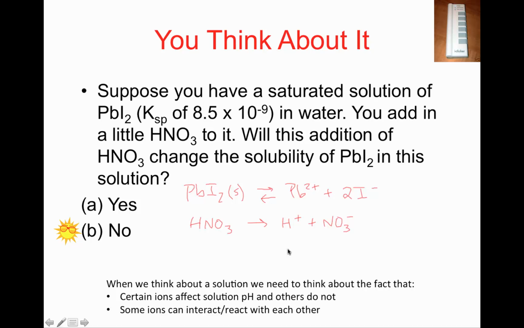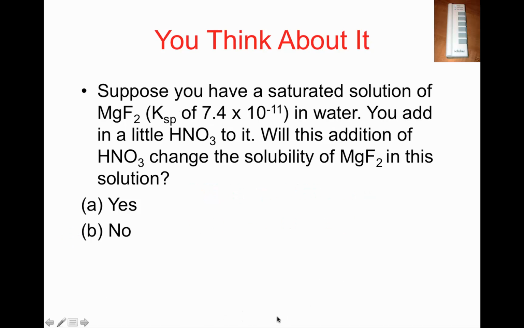Okay, so once again, when we think about a solution and we have multiple ions in it, we need to be asking ourselves the questions: how do these ions affect the solution pH, and can some of these ions interact with each other? Let's go on to the next slide because I think that this is going to illustrate the point pretty well.